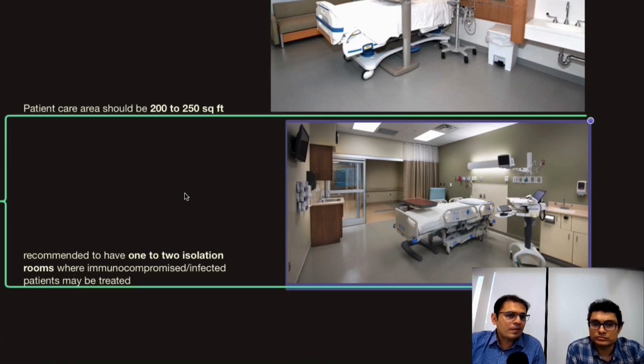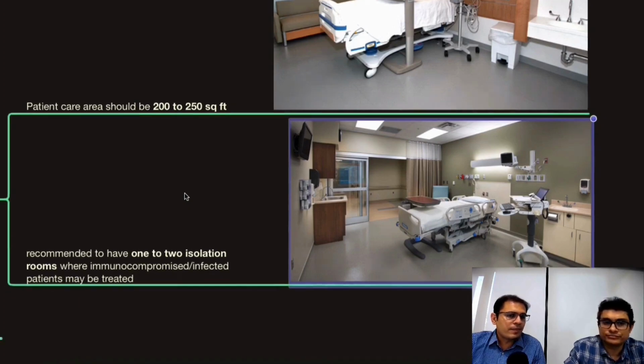Then it is recommended to have 1 or 2 isolation rooms at least, where immunocompromised or infected patients can be treated. So a patient who has an infectious disease or is prone to infections from outside sources should be taken in the ICU, especially in the corona and COVID era.